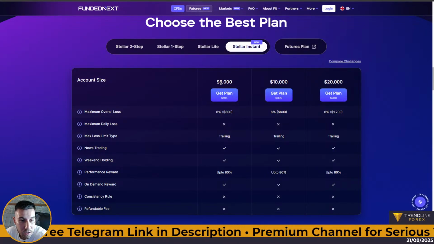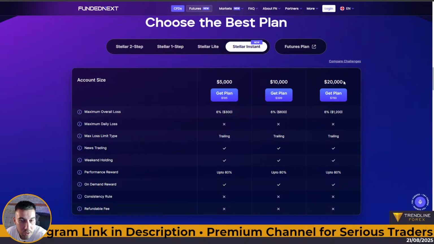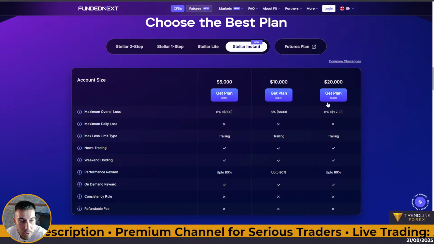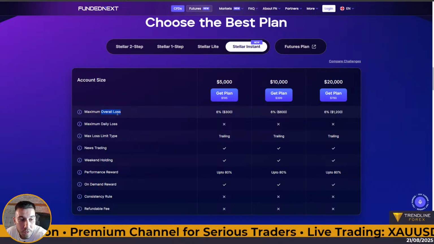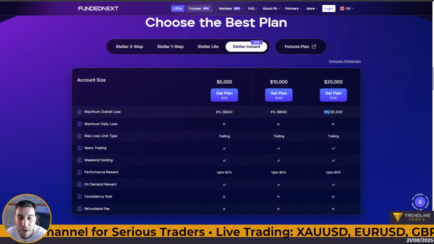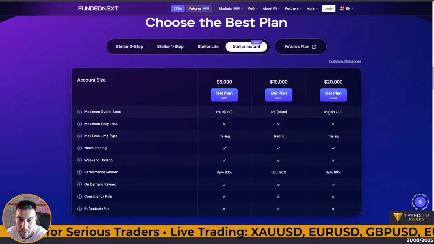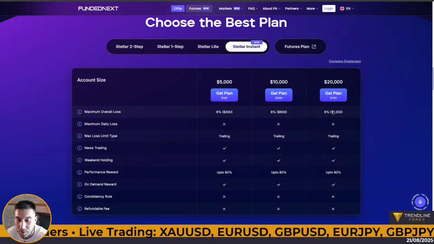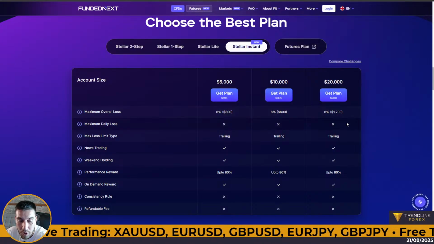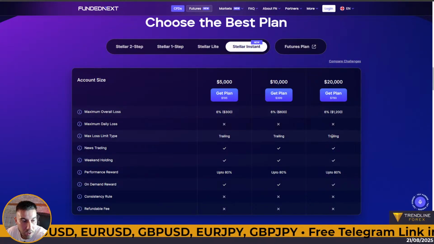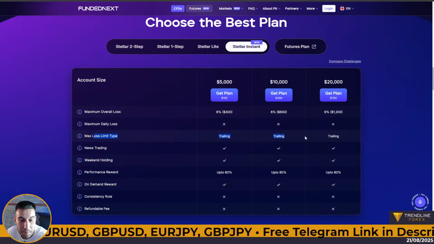So let's see, for 20K you have to pay $780. Maximum overall loss. This is not even 10%. So you're not allowed to lose more than 6% on this account. If you do at any time, even if they're open positions, you failed. You don't have a maximum daily loss. Okay, so max loss limit type, trailing.